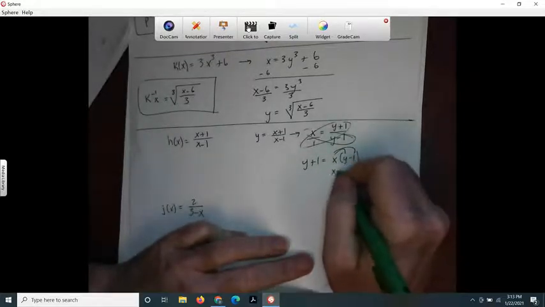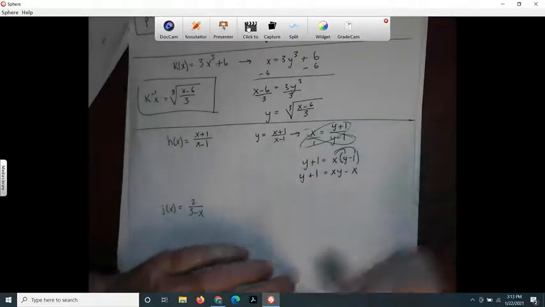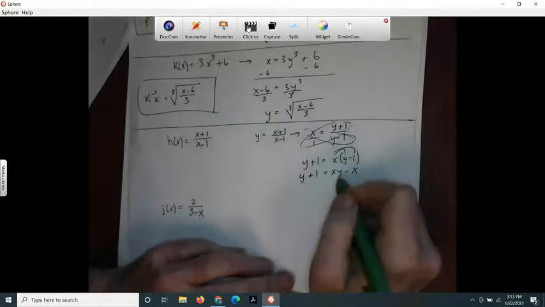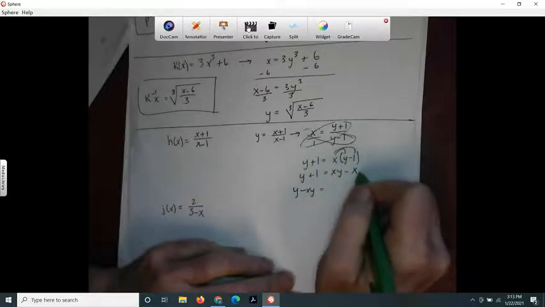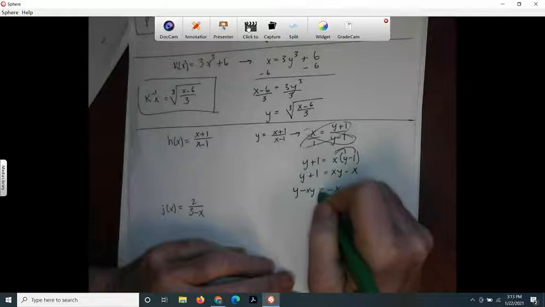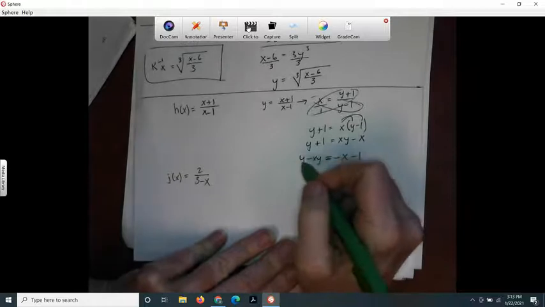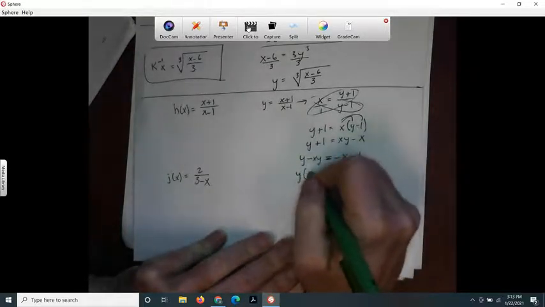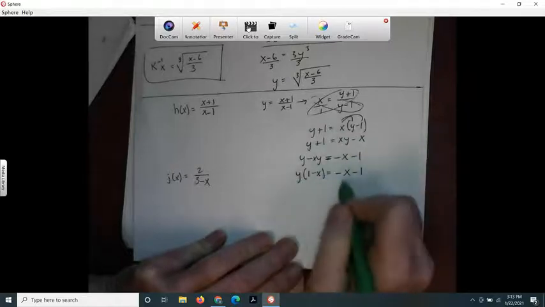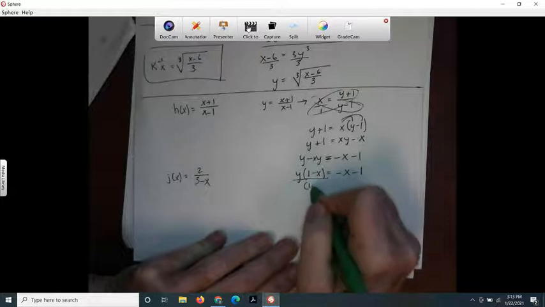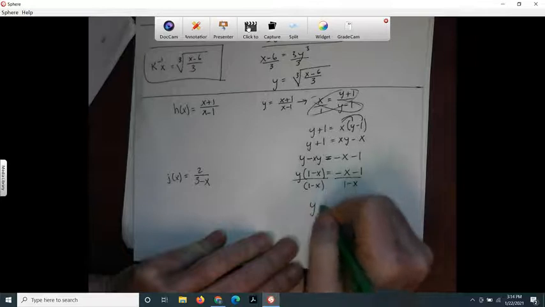And then let's see, I'm going to move this one over to the other side and move this to the other side. And then I'm going to factor out, I'm running out of room, I'm going to factor out my y. And then I'm going to get the y by itself by dividing both sides by like that. And then I have y equals, this is a weird way to write it, negative x minus 1 over 1 minus x.